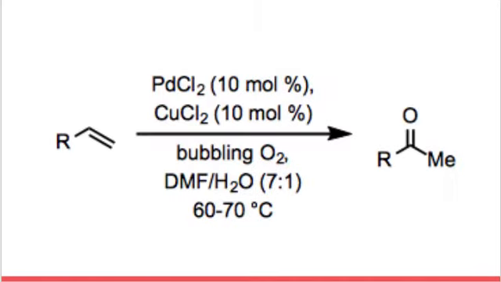So first, you start with your terminal alkene, shown here. You see that carbon double bond at the end, and the R group representing the rest of the molecule, and you get your methyl ketone. So this is your methyl, your R group, rest of the molecule, and your ketone is that carbon double bonded to the oxygen, that functional group.